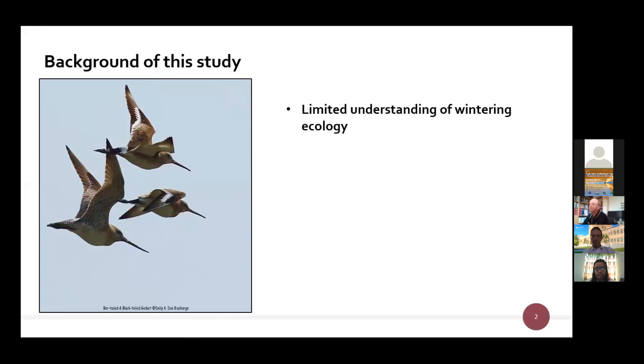We know that there is limited understanding of the winter ecology of migratory shorebird species, especially in Southeast and South Asian countries and in Bangladesh. So from that scenario, we thought to partly answer some questions.